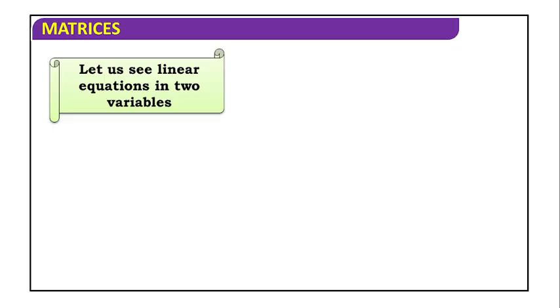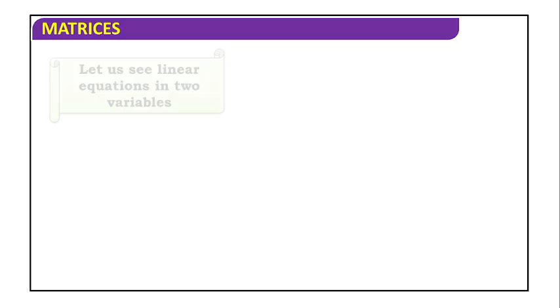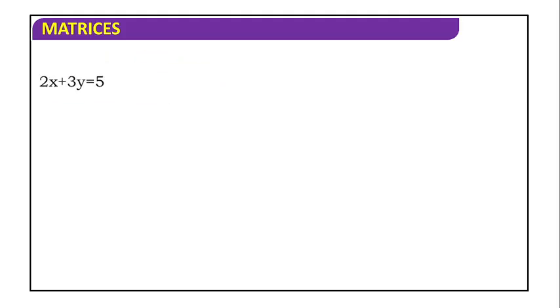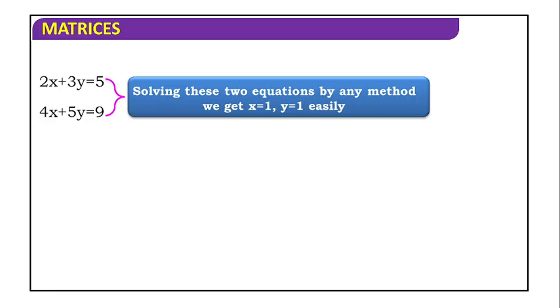Let us see a linear equation in two variables. Let us take one example of a linear equation in two variables: 2x plus 3y is equal to 5, and 4x plus 5y is equal to 9. There are two equations here. After solving, we get the x and y values: x is equal to 1 and y is equal to 1.